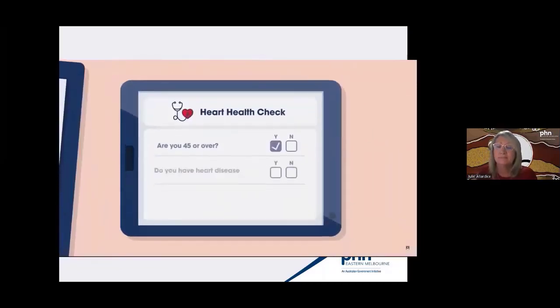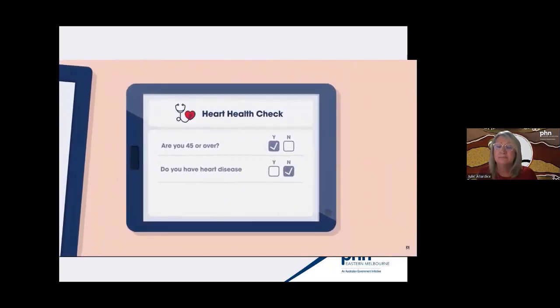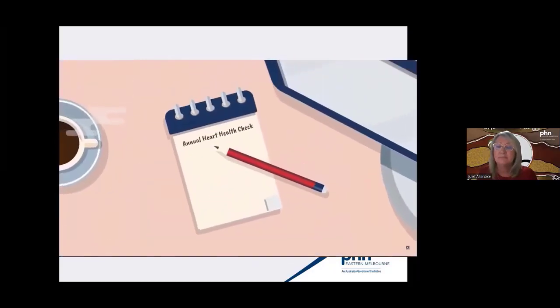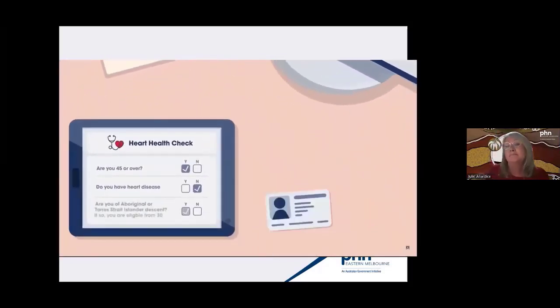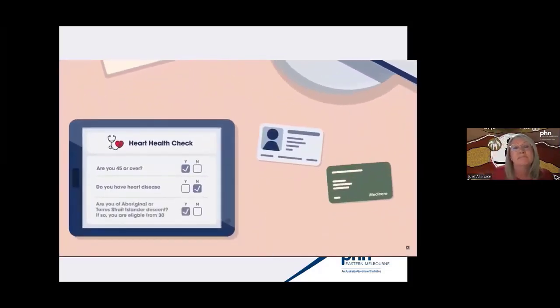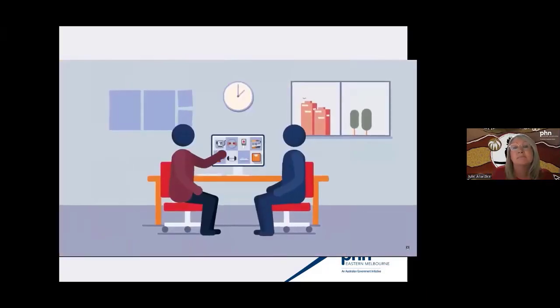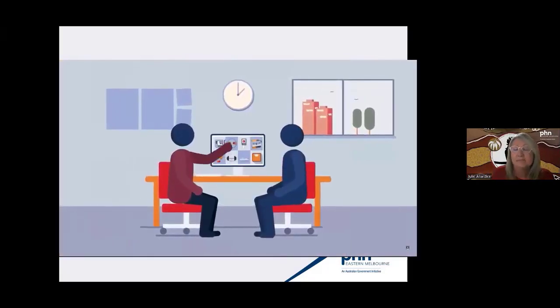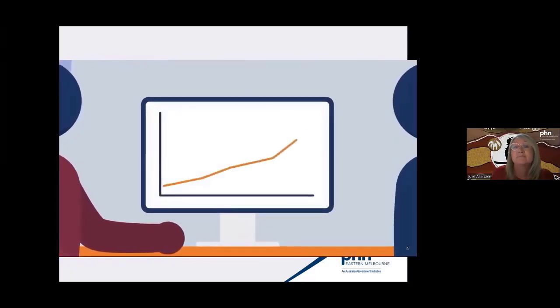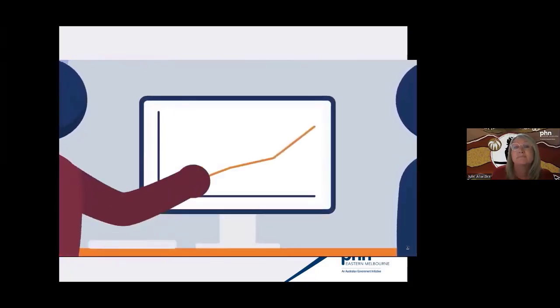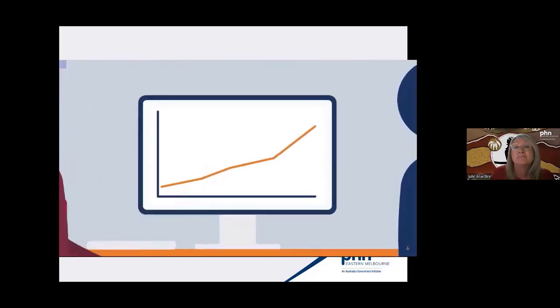If you are 45 and over and do not already have heart disease, you are eligible for an annual heart health check under Medicare. Aboriginal and Torres Strait Islander peoples are eligible from 30. A heart health check is a checkup performed by your GP that helps you understand your risk factors for heart disease and estimate how likely you are to have a heart attack or stroke in the next 5 years.